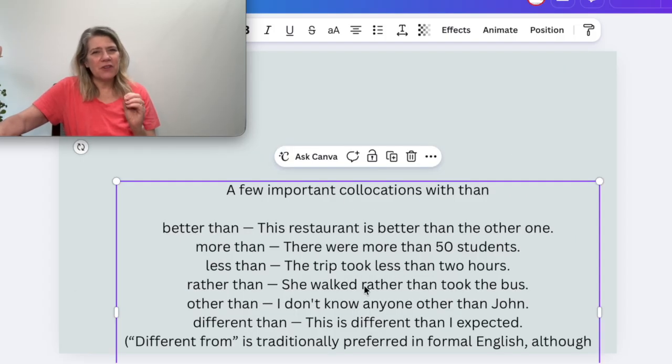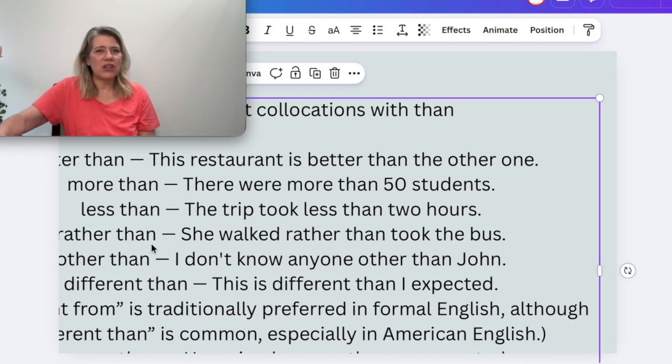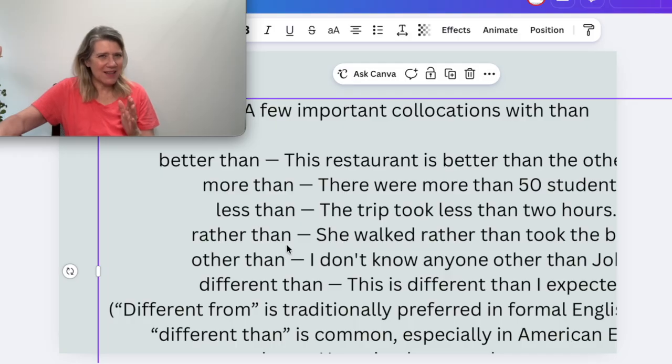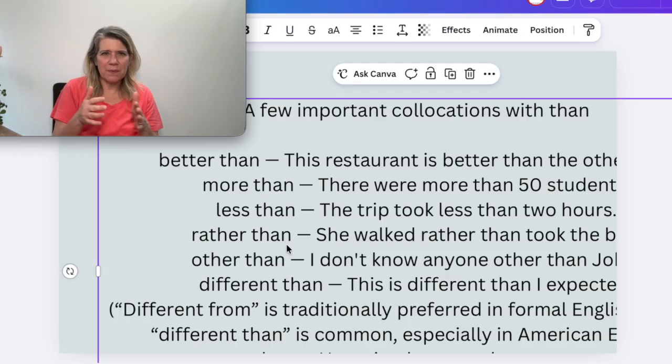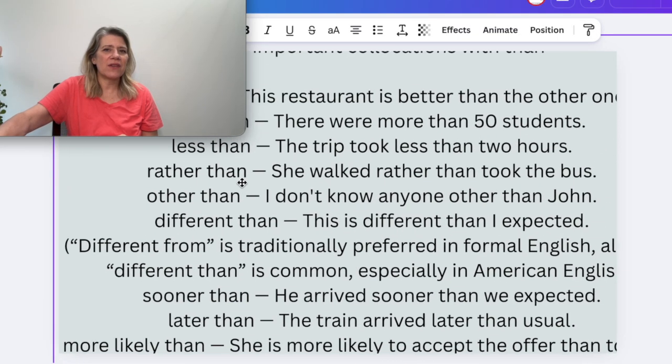So, a few important collocations with than. Than is most often used in collocation because it's specific to comparison. So we have better than. This restaurant is better than the other one. More than. There were more than 50 students at the conference. Less than. The trip took less than 2 hours. Rather than. She walked rather than took the bus. Other than. I don't know anyone other than John.